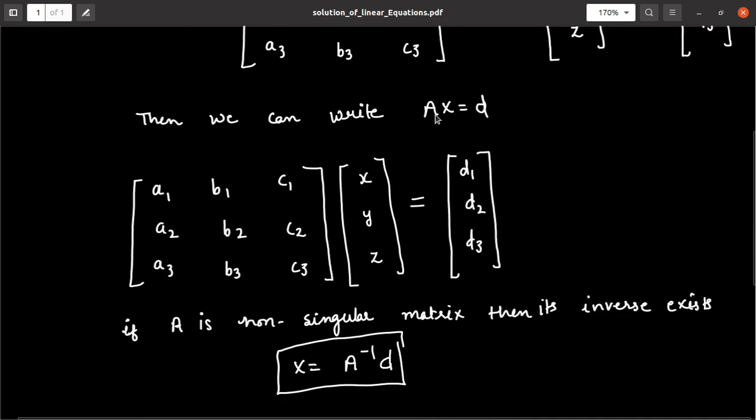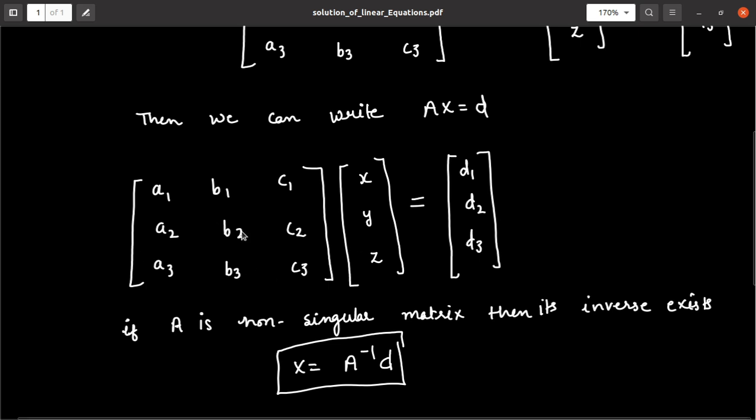Then we start substituting the values of A, X and d. A is the coefficient matrix. It is known as the coefficient matrix because we have created this matrix using the coefficients from equations 1, 2 and 3. Then we have this X column vector which contains the variables x, y and z, and finally we have this d column vector which contains the constants d1, d2 and d3.